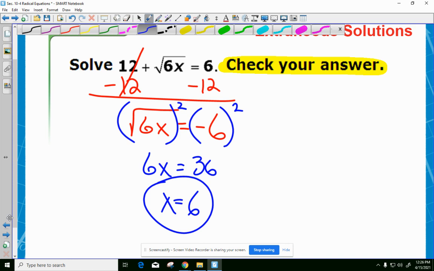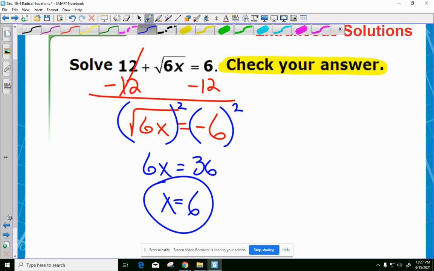Okay, so first of all, if I take this number and I plug it back in here, the very first thing I would have to do is 6 times 6, right? That's 36. I take the square root of 36, I get 6, and I add it to 12, and it's equal to 18. And it is not equal to 6.